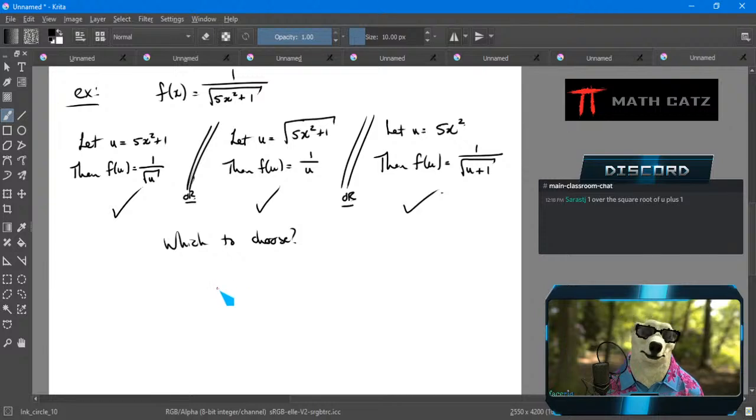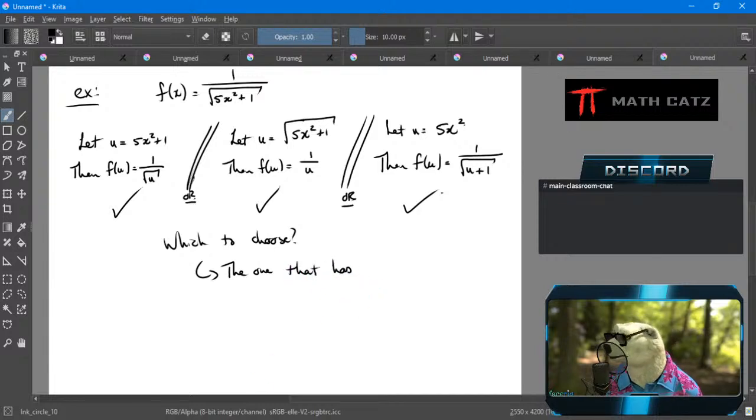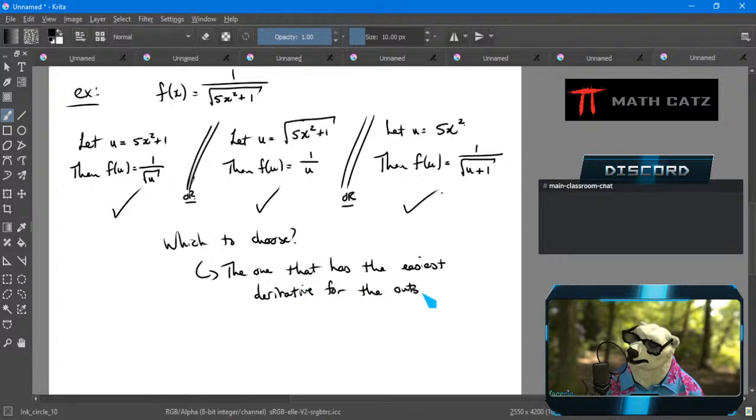As a general rule, to increase my chances of success, choose the one that has the easiest derivative for the outside function. Now, of course, I'm limited in my time.